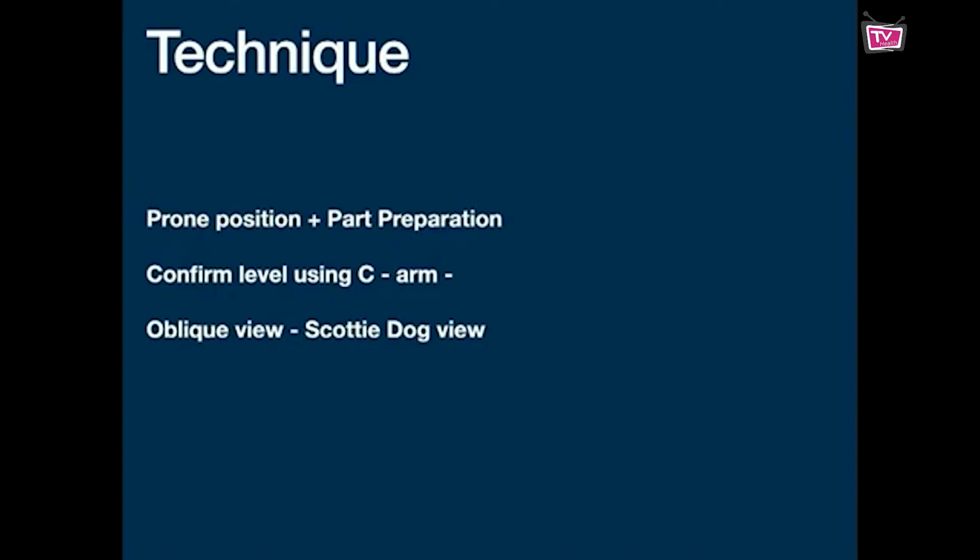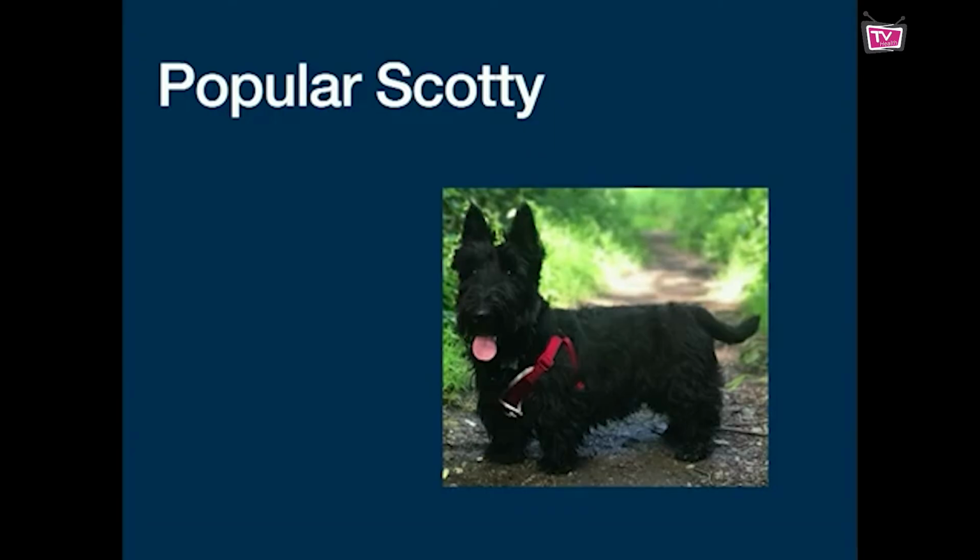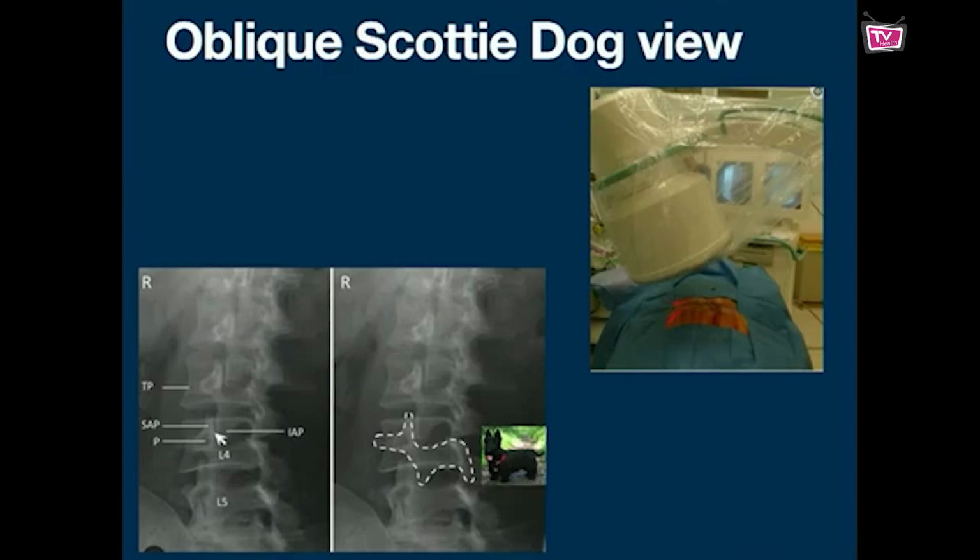Position is prone, and then you confirm using the C-arm. It's already been discussed. Then the oblique view, that is the Scotty dog view. This is a classical Scotty dog, from Scotland, and that is how it was described. You can see the face is formed by the transverse process. The superior articular facet forms the ear. The pedicle forms the eye, and below it is all the foramina. The leg is formed by the articular facet again, the inferior one, and this is the superior one. And then the tail, they say, is formed by the spinous process.